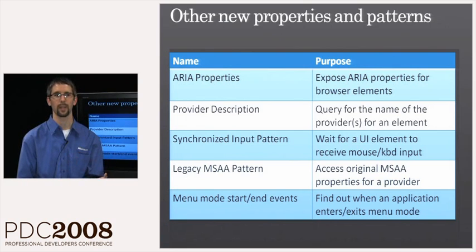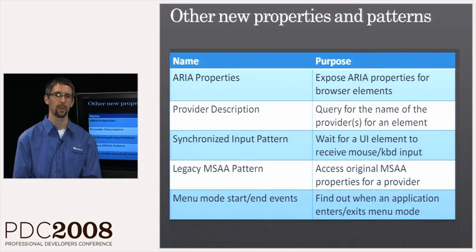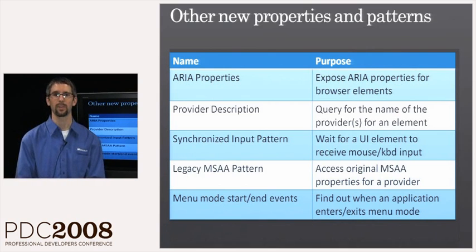I've emphasized over and over that we try to hide the provider from you. You shouldn't need to know who the provider is. But if you do want to know, you can ask for the provider description, which will tell you, oh, this came from WPF, or oh, this came from Win32, or oh, this is actually an MSAA application that's being bridged through UIA. So that's provider description.